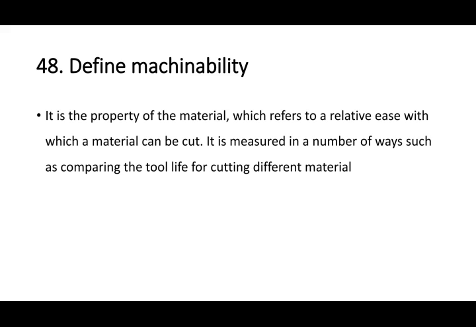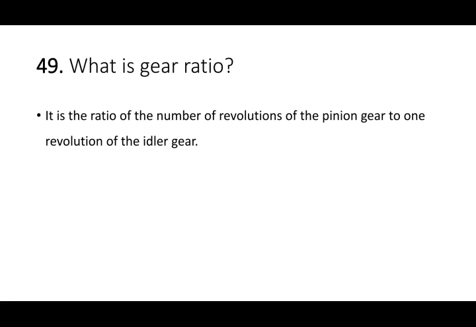Next question, define machinability. It is a property of a material which refers to the relative ease with which a material can be cut. It is measured in a number of ways, such as comparing the tool life for cutting different materials. So this is known as machinability. Next question, what is gear ratio? It is the ratio of the number of revolutions of the pinion gear to one revolution of the idler gear. That is known as gear ratio.